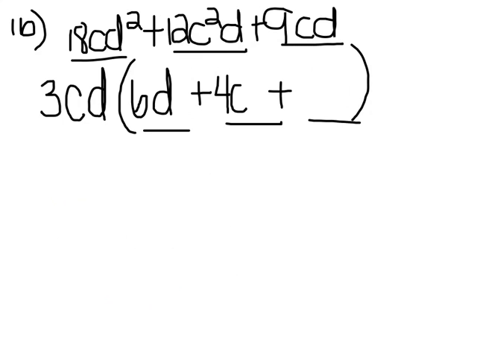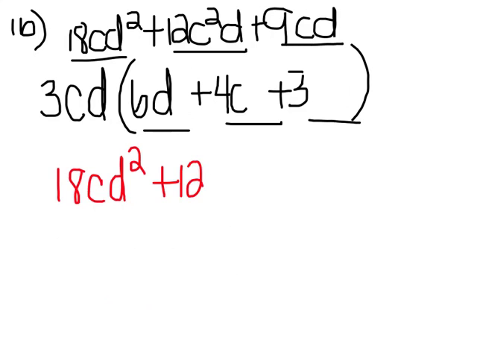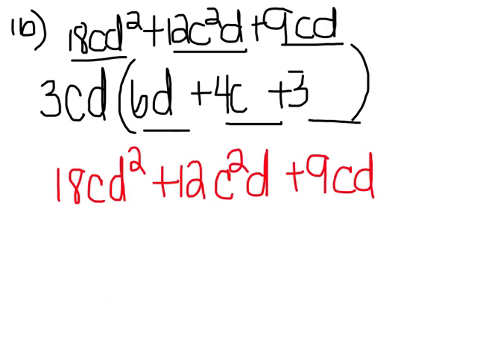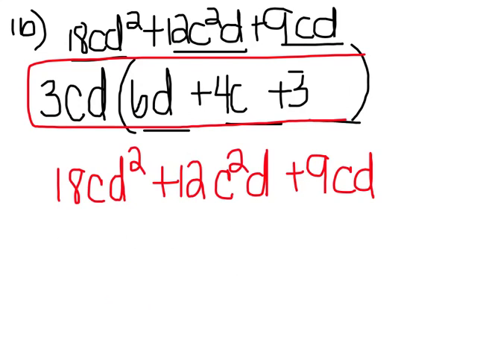9, so 3 times 3 gives us 9. We take out the C and we take out the D. So 3CD times 3 would give us 9CD. In order to check your work, you're just using the distributive property. 3CD times 6D gives us 18CD squared. 3CD times 4C is 12C squared D. 3CD times 3 would give us a positive 9CD. So we know we factored this correctly.